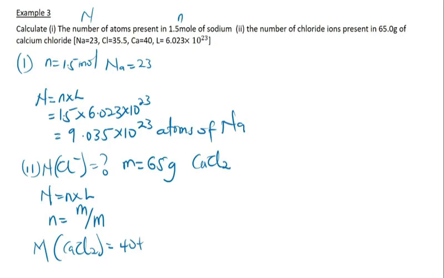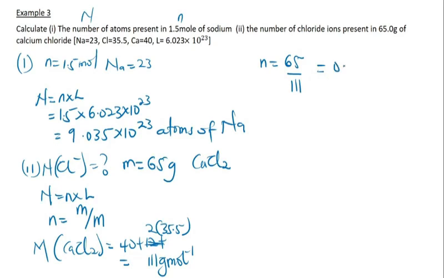This is 40 plus twice chlorine, which is 35.5. So this will give us 111 gram per mole as our molar mass. From there we can say our mole is 65, which is the mass, divided by the molar mass, and our mole is equal to 0.586 moles of calcium chloride.